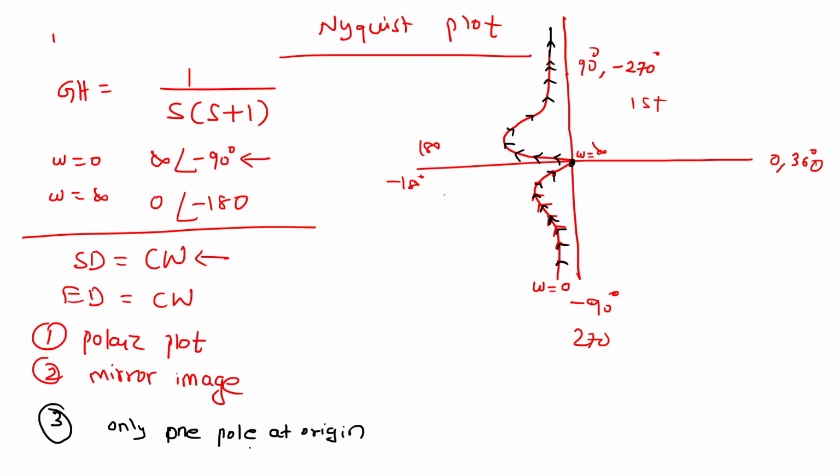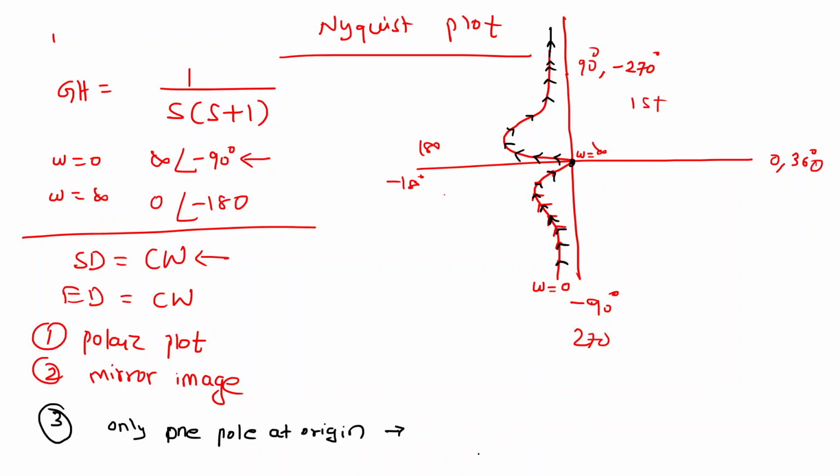Remember this line: as many as the number of poles will be there. But a zero at origin will not affect. Only check the poles at origin. If there is a zero at origin, just ignore that. Only poles will affect. I will tell you the reason why, but just remember only poles you have to consider. So here only one pole at origin.